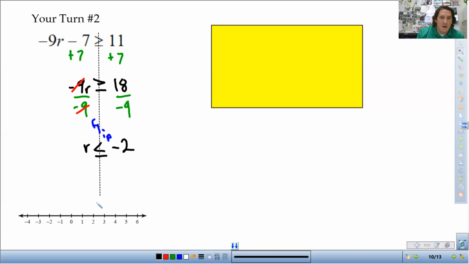All right. So -2. It's going to be a closed circle at -2 since there's a line underneath the inequality, and I'm going to shade to the left. I'm going to shade all values less than -2. And then we're done with that one.